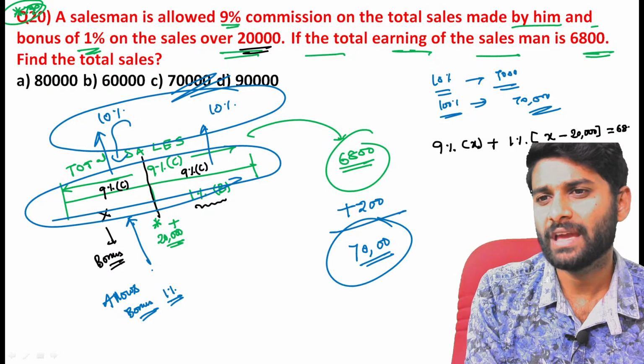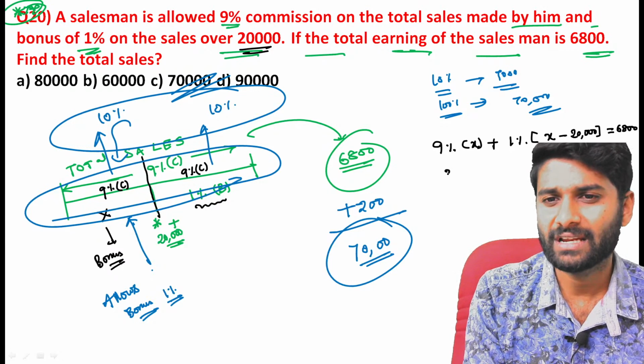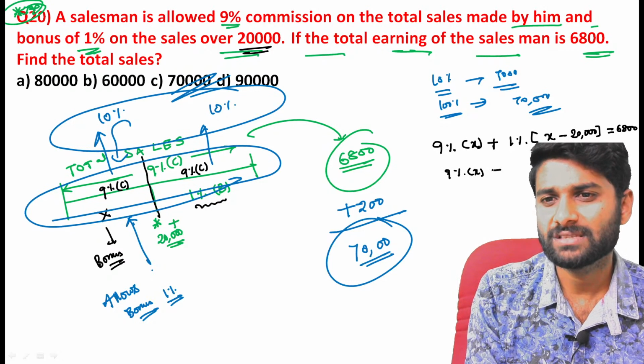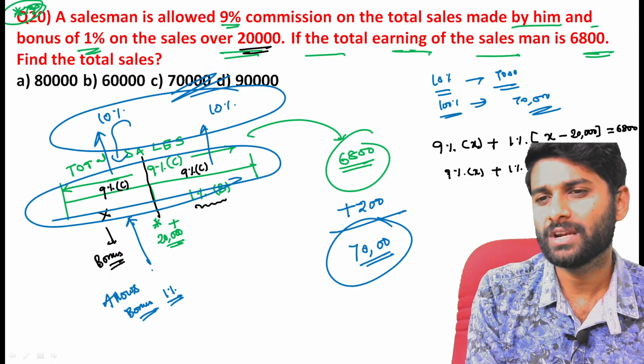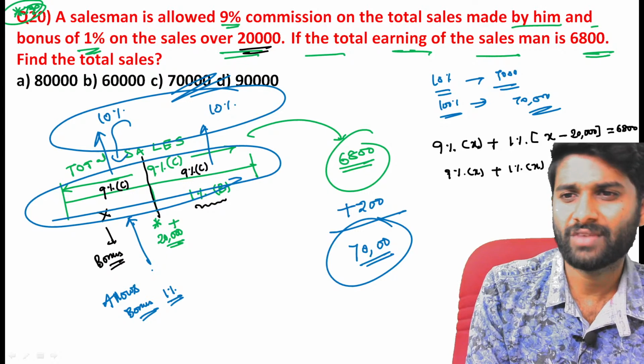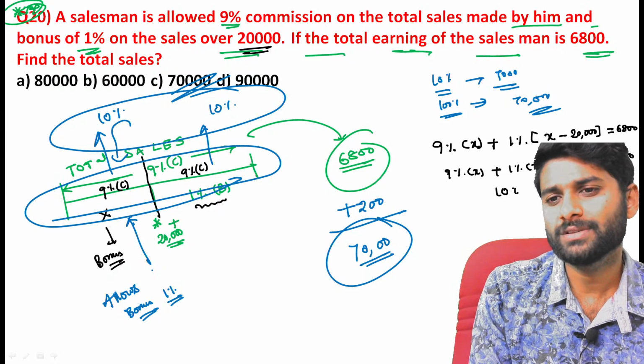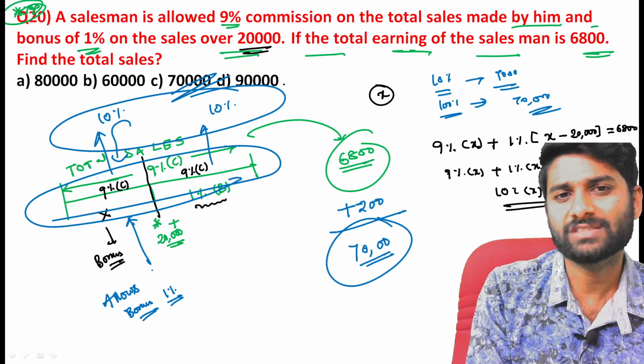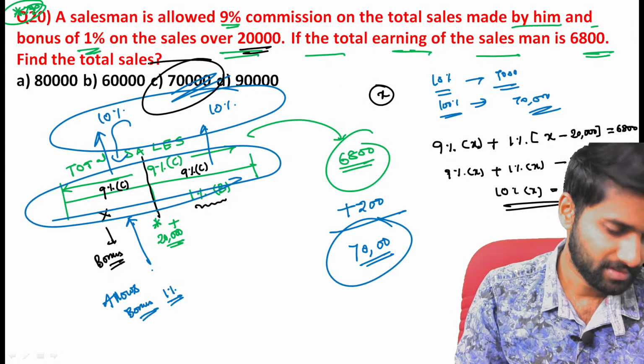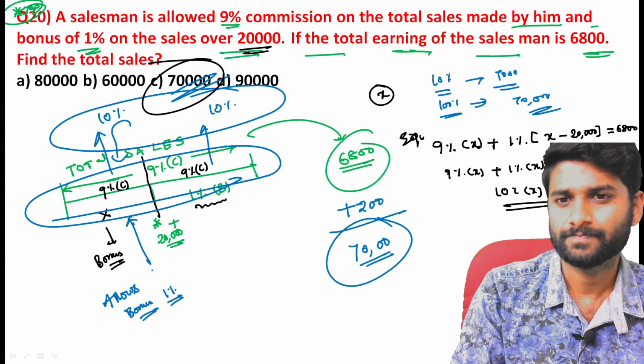Now, the person earns 6,800. Just calculate: 9% of X plus 1% of X minus the value becomes 200. So, 1% of 20,000 value becomes 200. Now, the value becomes 6,800. Now 10% of X is exactly equal to 7,000. Now the X value becomes 70,000. So this is the equation approach.